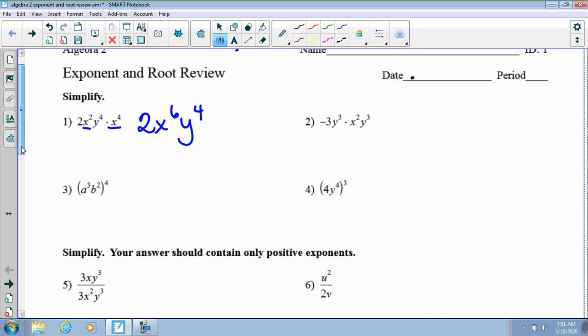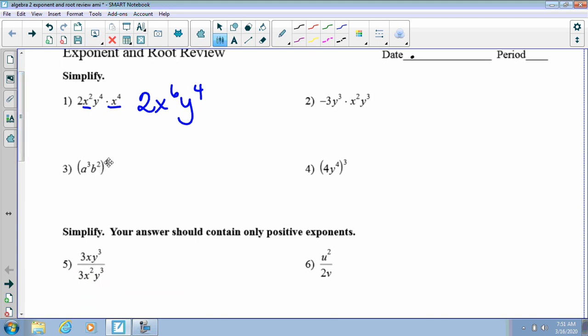Alright, next. When you're raising a power to a power, remember this means I have 4 copies of a to the 3rd. So when you have 4 copies of a to the 3rd, you're going to have a to the 12th, because we multiply those together. When you have 4 copies of b squared, that will be b to the 8th. Okay, I'm not going to do this one over here for you, but remember you also have to raise this 4 to the 3rd power, and you can put that in your calculator, 4 to the 3rd. So that is your power to a power.